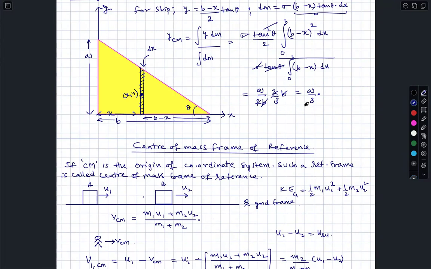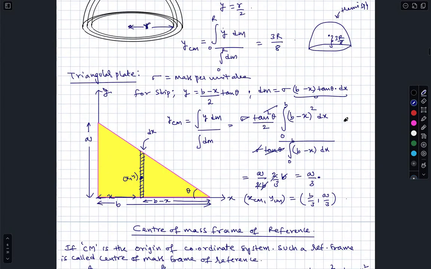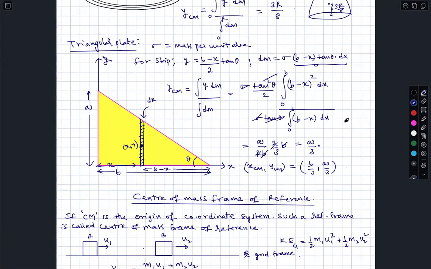XCM is B by 3. Same. See, the way I have done YCM, you can do it for X also. So finally, XCM comma YCM is B by 3 comma A by 3. This you need to remember. But for a right angle triangle, for other triangles we take it depending on the case. But for a triangular plate, at least you need to remember this. Any doubts, please ask me. I have reduced the integration steps, that's all. Finally, you need to remember the concept.